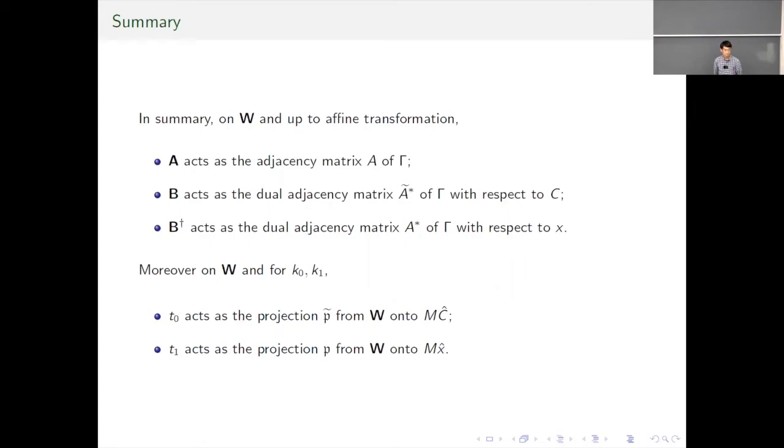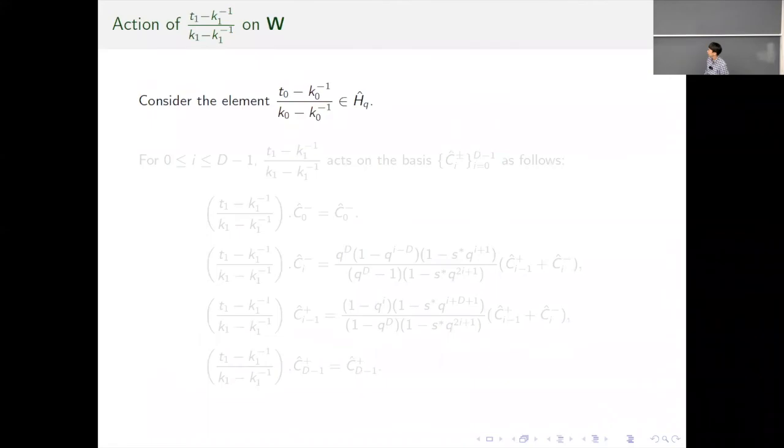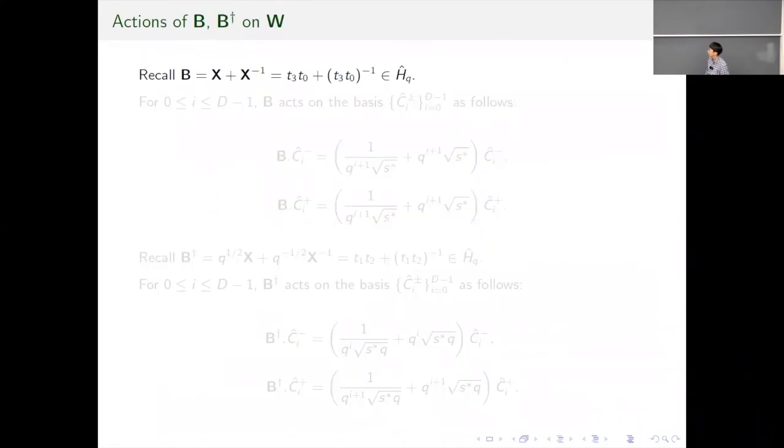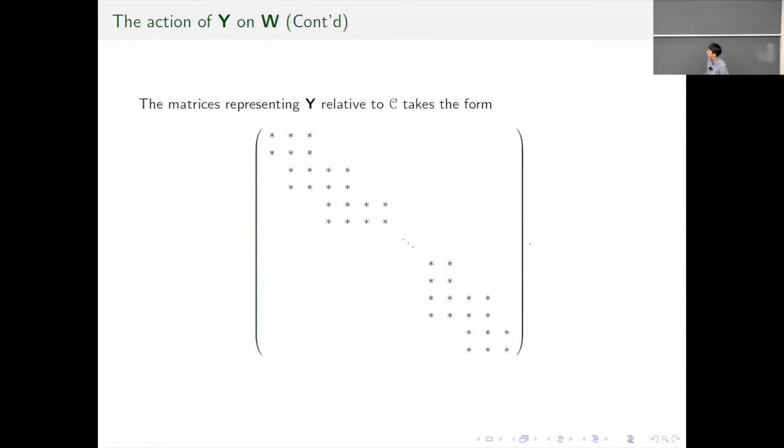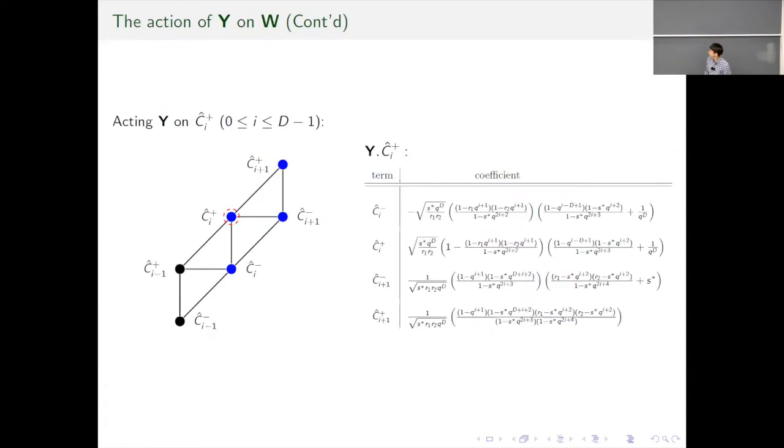May I see the screen with the matrix Y? Action of Y. Matrix Y, that one with the 6 half. This is Y, this one. Now go to the inverse. Oh, the inverse. Okay.